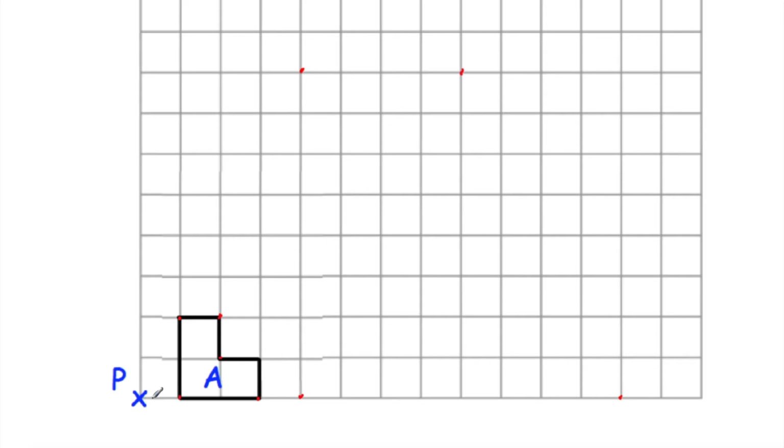So this point here, it's 2 to the right and 1 up. We're going to multiply that by 4, so that'll be 8 to the right and 4 up. So 8 to the right, 1, 2, 3, 4, 5, 6, 7, 8, and 4 up, 1, 2, 3, 4. That would move to there.